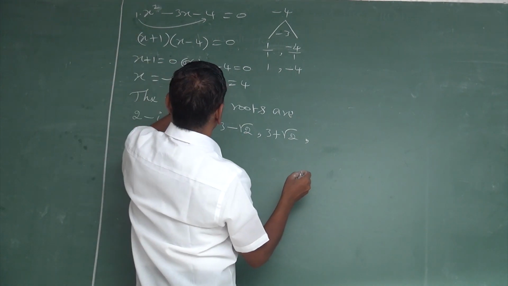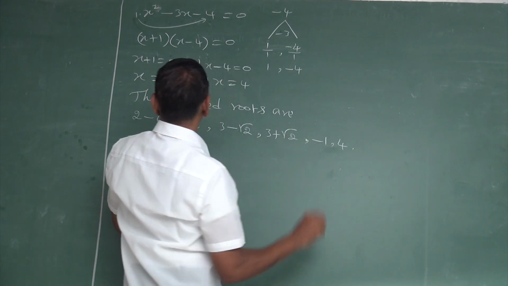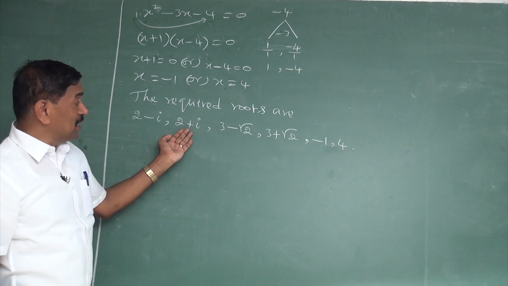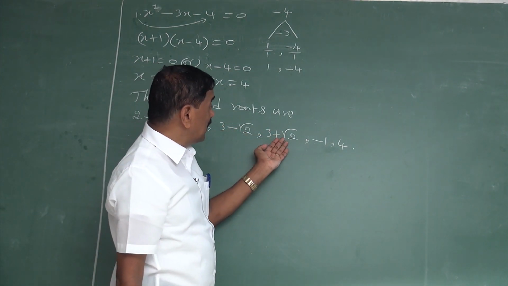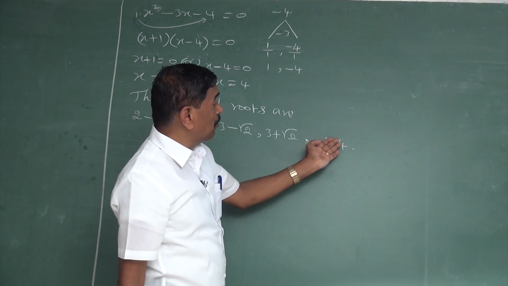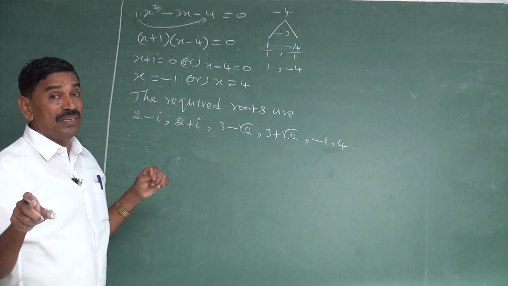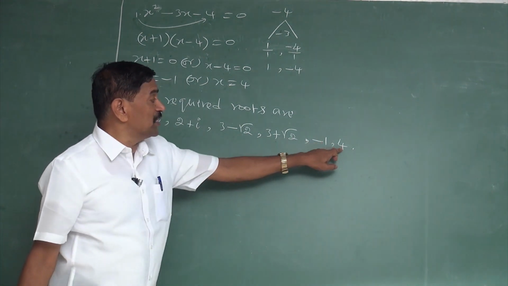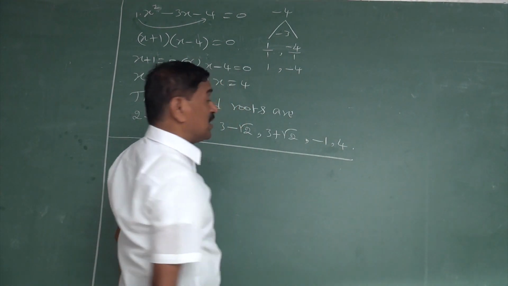They are minus 1 comma 4. That's all. Therefore, the required 6 roots are given by 2 minus i, 2 plus i, 3 minus root 2, 3 plus root 2, minus 1, and 4. Okay, count the number of roots. Can you tell me how many roots? Good. That is 6: 1, 2, 3, 4, 5, 6. There are 6 roots. So, the answer is completed.